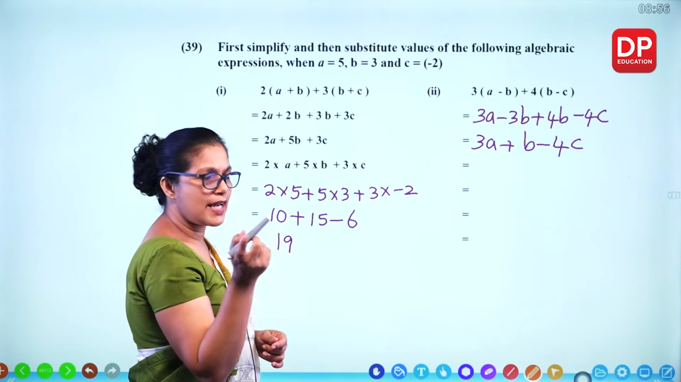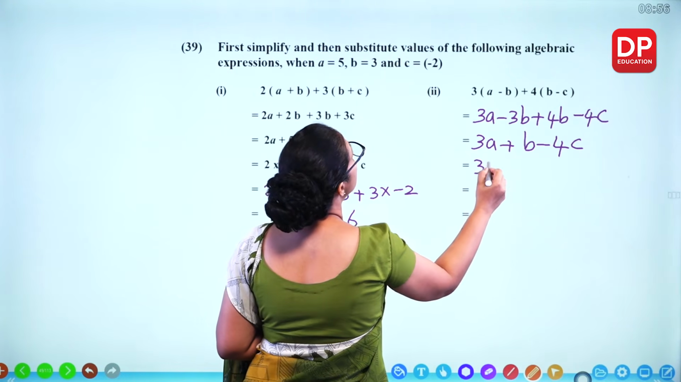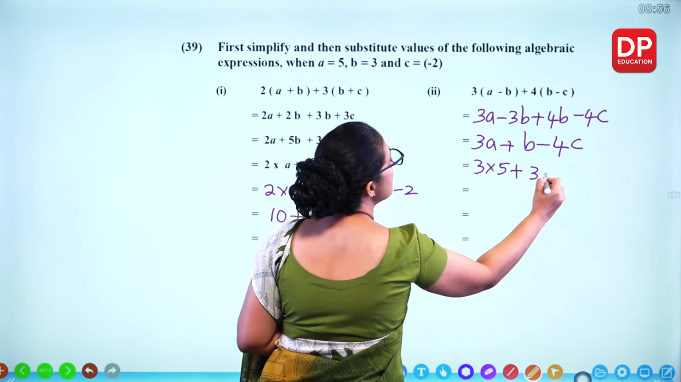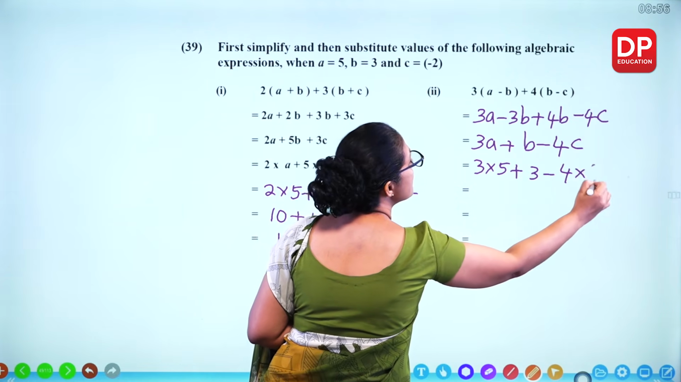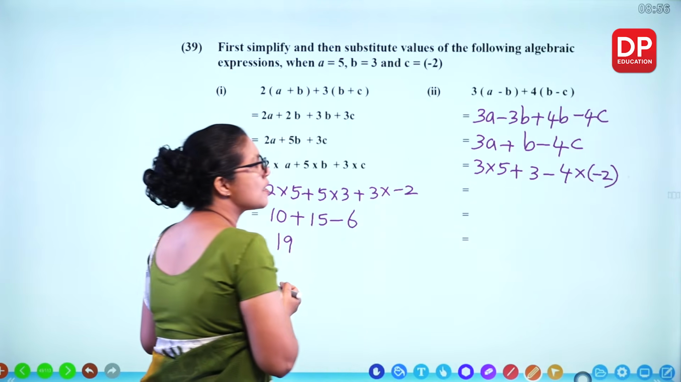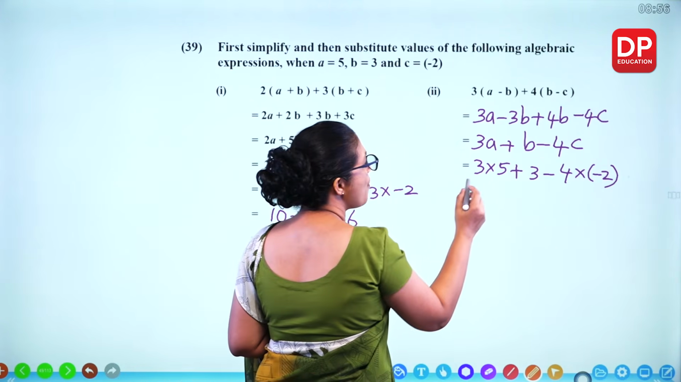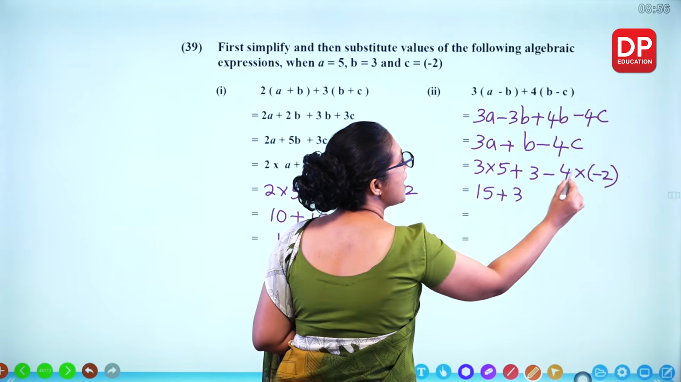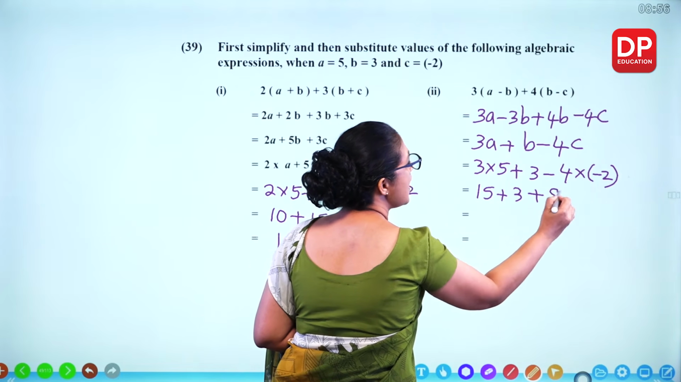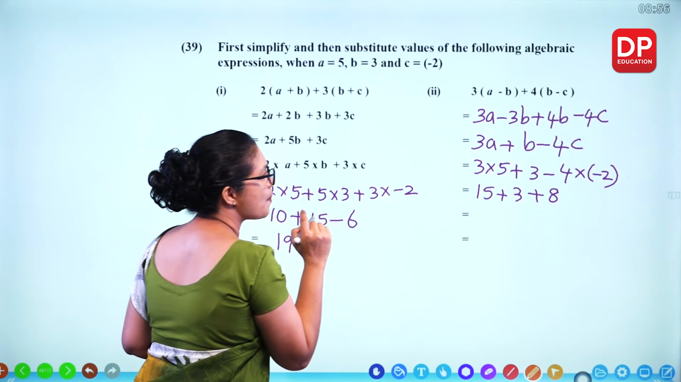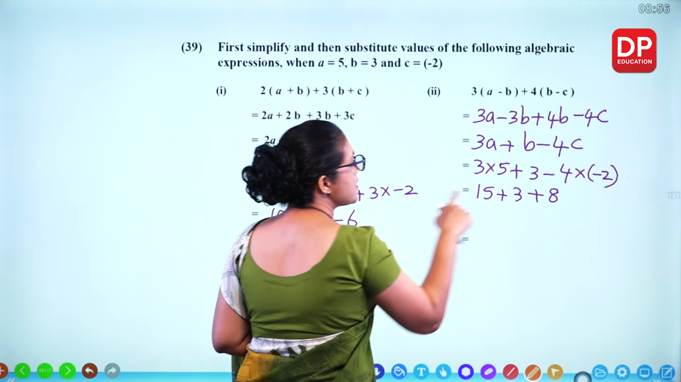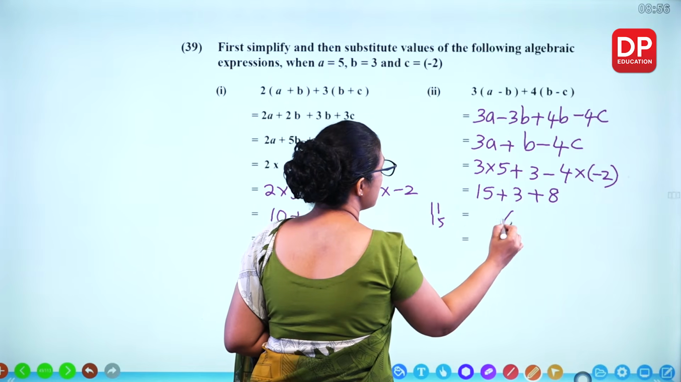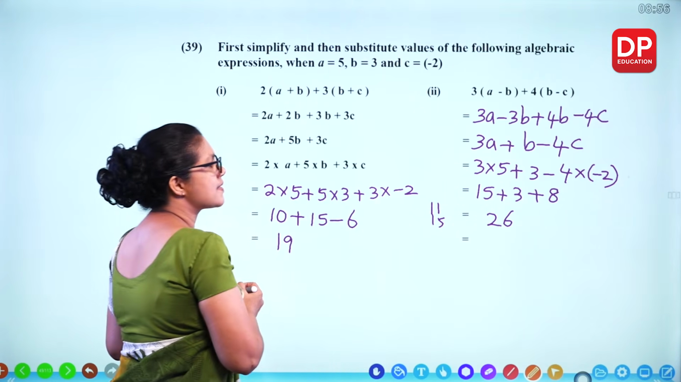Now substitute the values. 3a means multiplication, 3 times a. 3 times 5. b is 3. 4 times minus 2. First multiplication according to BODMAS. 5 times 3, 15. Minus 4 minus 2 plus 8. So you get 8 plus 3, 11. 11 and 15, you get 26.